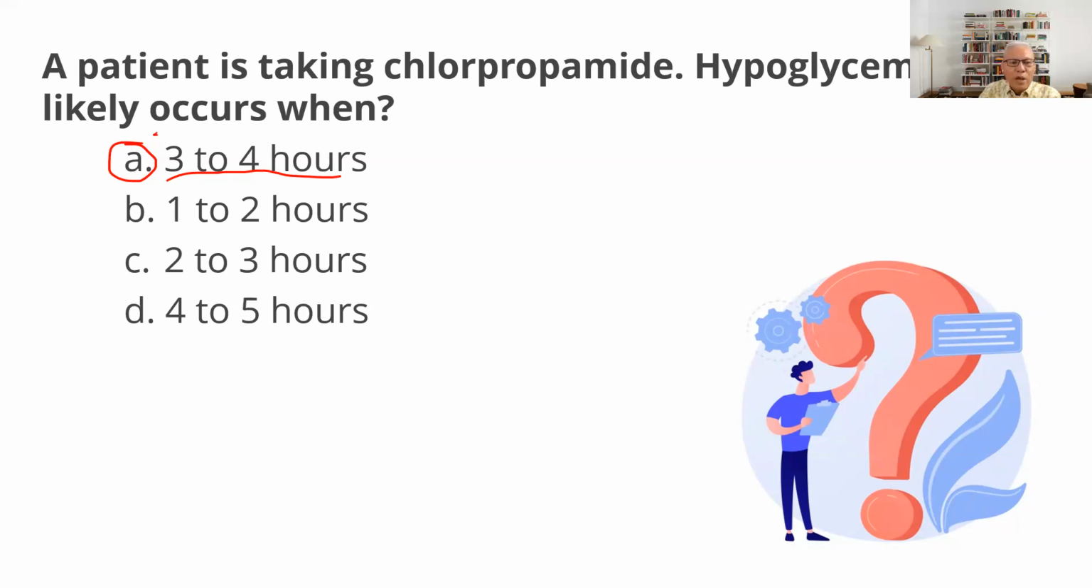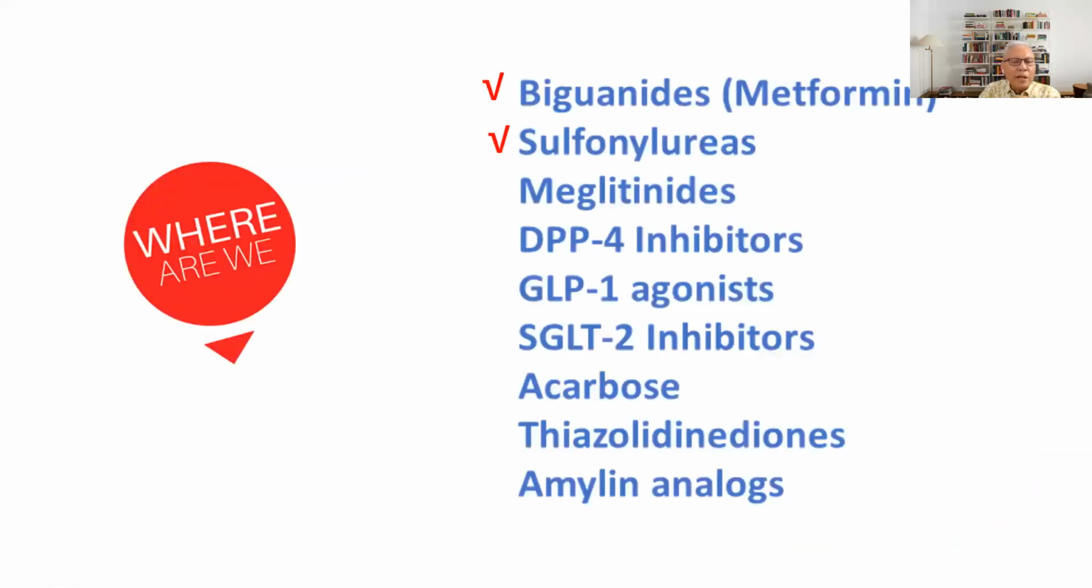Okay, so we have talked about biguanides as well as sulfonylureas. So now we're going to talk about meglitinides.